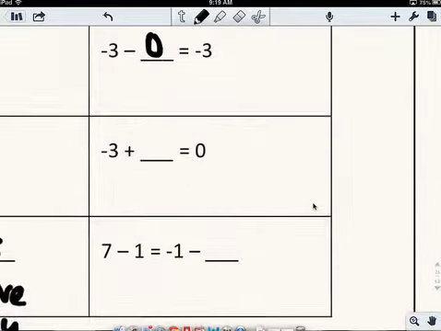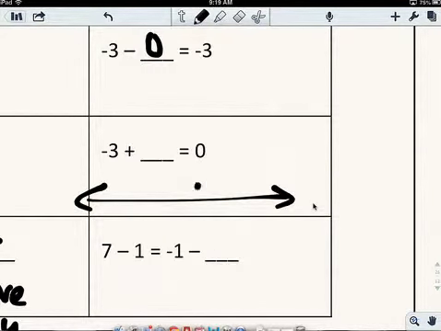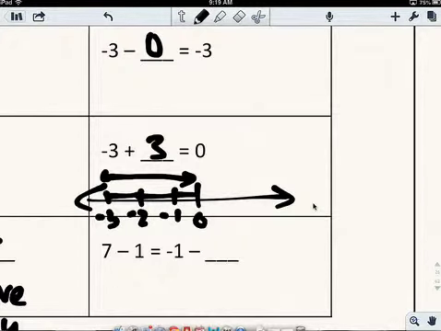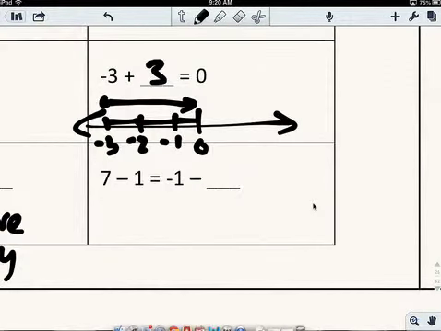3 plus something equals 0. So if I'm thinking about my number line, here's 0, negative 1, negative 2, negative 3. I need something that takes me from negative 3 to 0, and that sure seems like I have to add 1, 2, 3. All right, 7 minus 1 equals negative 1 minus, it's pretty hard to think about negatives. So I'm going to do 7 minus 1, that's 6. And so I need negative 1 minus something equals 6.